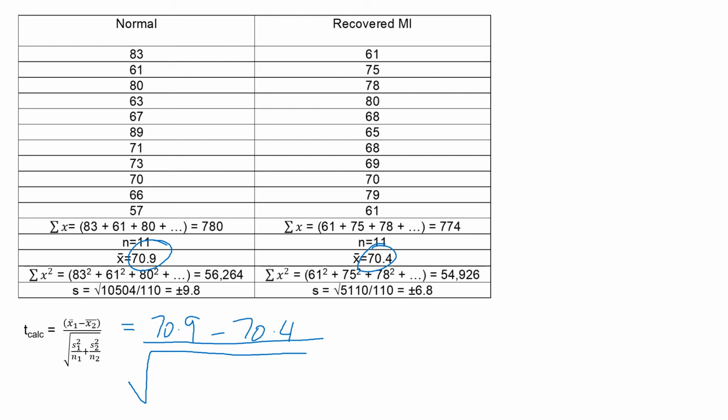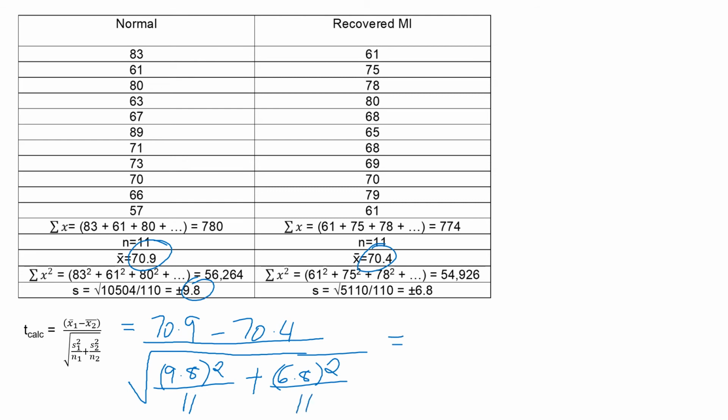They're telling you to take the standard deviation of the first group and square it. The standard deviation of my first group was 9.8, so I would take my 9.8 and square it. Then you divide that number by your number of data points. You had 11 data points. Then you add the standard deviation of your second group, which was 6.8, square that, and once more divide by the number of data points.